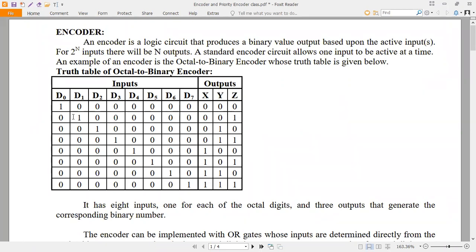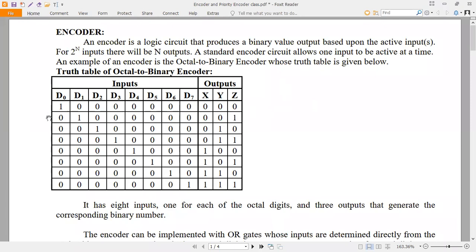Let us see the truth table. D0 is equal to 1, remaining inputs 0. Here you can see only one input is active. Active means logic 1. If you see the first row, D0 equal to 1 and the remaining inputs equal to 0, you are going to get the output as 0, 0, 0, which is the binary equivalent of the octal 0.